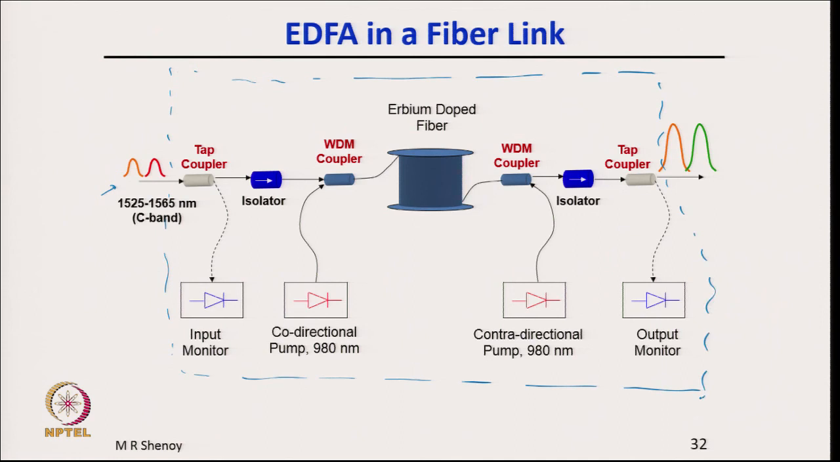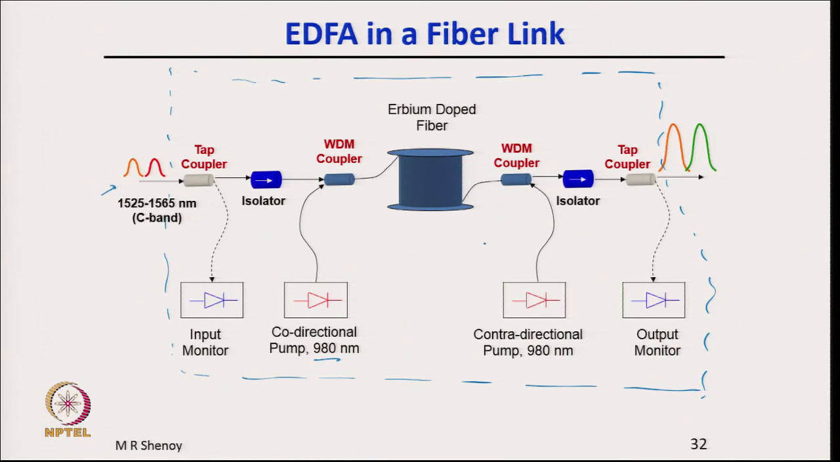The amplifier has a tap coupler to monitor the input power levels. There is an isolator which is like an optical diode, we have already discussed this. There is a WDM coupler to combine the pump and the signal, and then here is the erbium doped fiber, maybe 20 meters, kept in the form of a small spool, and then there is a second WDM coupler, because there are instances where you need to pump the fiber from both sides, that is from the forward side and backward side, if you want to get more output power from the doped fiber. Otherwise, this is not required.